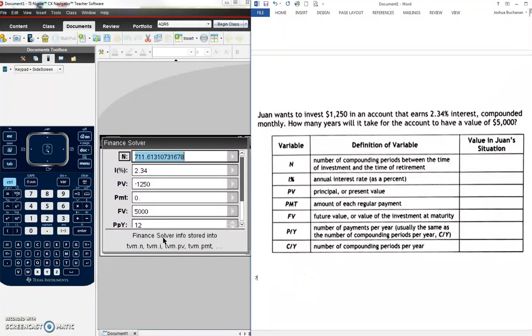Well, N tells you that there are 712, because we're going to round up, 712 compound periods total. Well, since that compound periods includes the monthly compounding, it doesn't tell us the years. Well, we need to now divide by 12, which will equal the number of years.